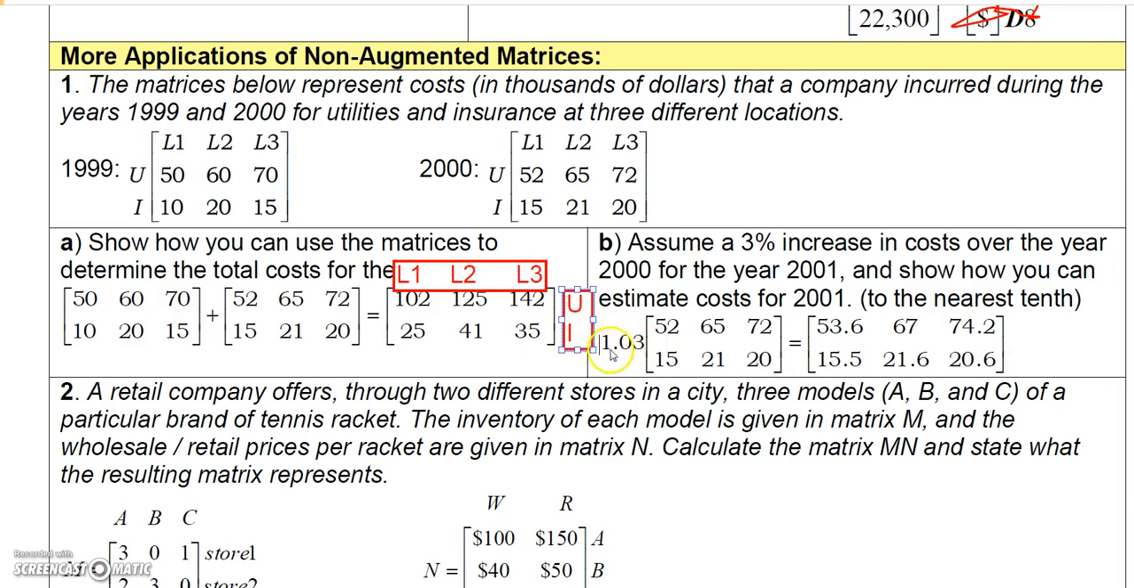And so if we take 103% of the 2000 year matrix, that just means we're going to multiply that matrix by 1.03. So just multiply each of these entries by 1.03, and that will give you the projected costs for 2001. So here would be the utility costs for location 1, utility costs for location 2, utility costs for location 3, and then here are the insurance costs for each location as well.